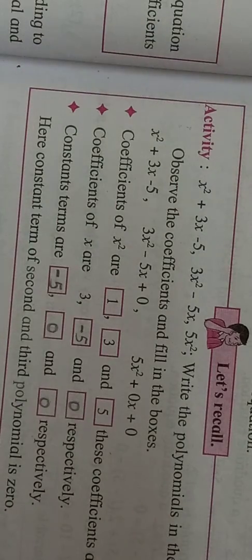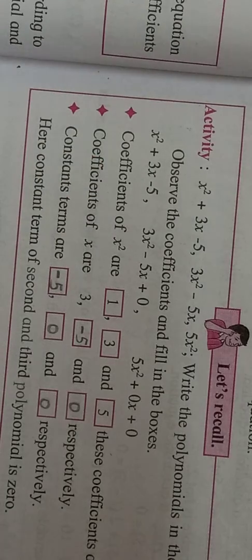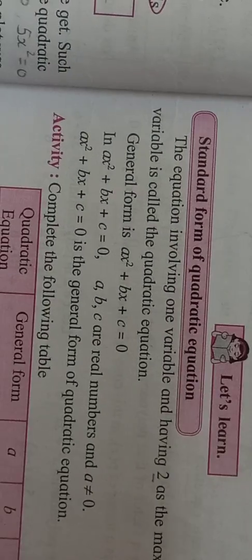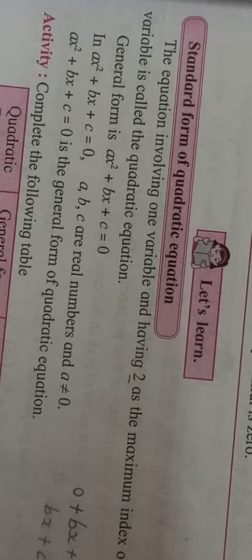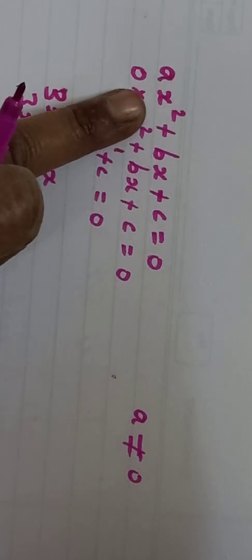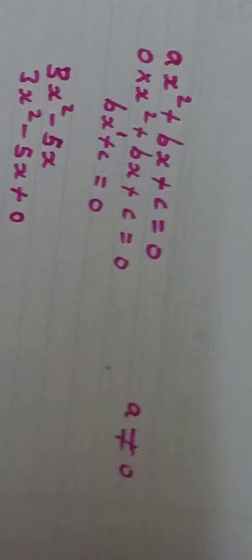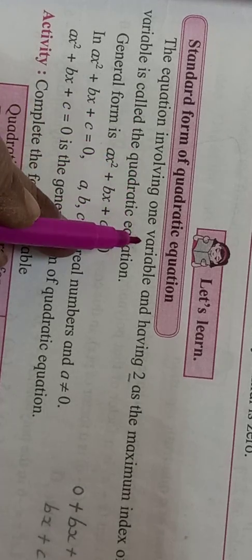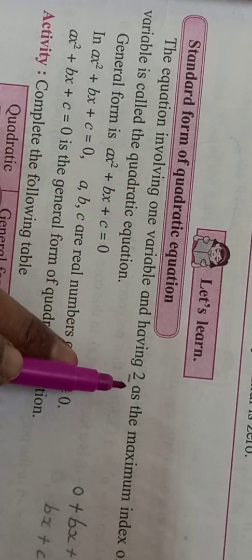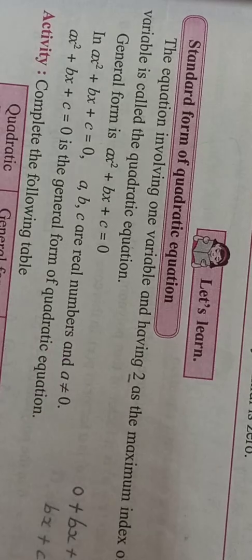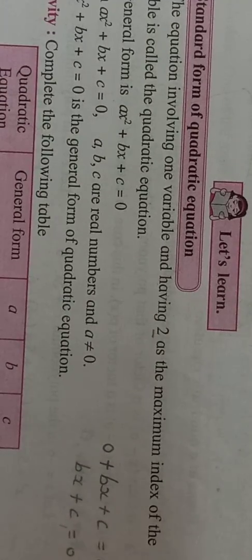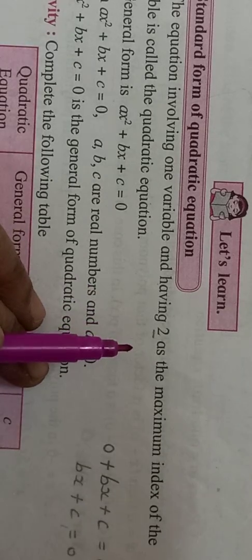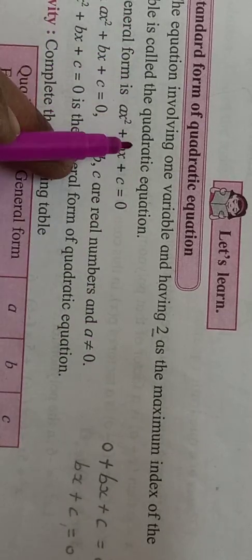So all this example, meaning of coefficient, constant, these basics you should know. Then comes the standard form. So I already explained here. What is the standard form? When I am equating the quadratic polynomial to 0, I get a quadratic equation. This is ax square plus bx plus c is equal to 0, the standard form of the quadratic equation. See, the equation involving one variable, the variable should be 1, and having 2 as the maximum index. So the other word which we studied in 9th standard is maximum index, means the degree should be 2. Okay, that is called the quadratic equation.